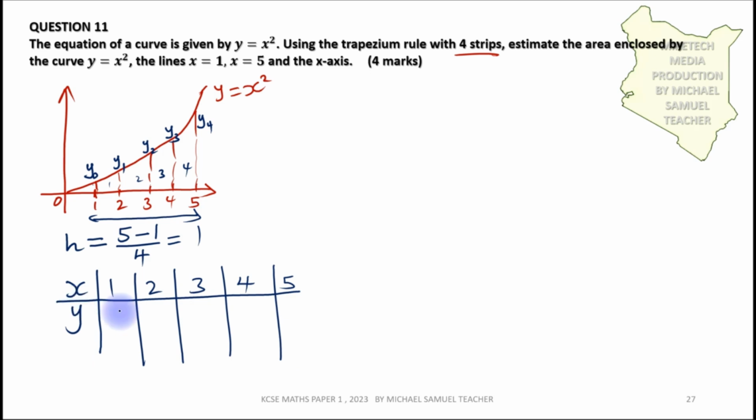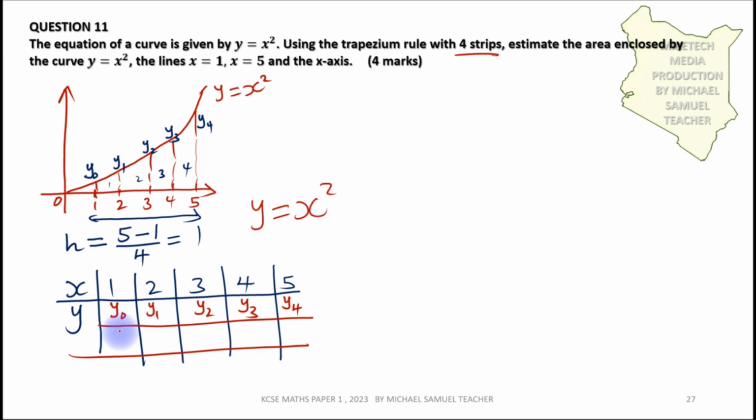So in that case, we should have y0, y1, y2, y3, y4. So what are actually the values? When x is 1, y will be what? We substitute into this equation, y is equal to x squared. So when x is 1, y is also 1.